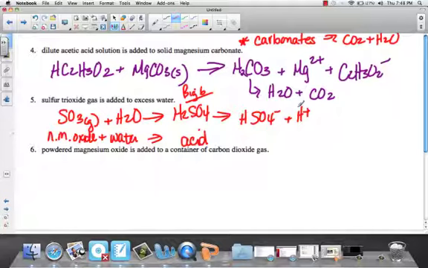The last one, powdered magnesium oxide, is added to a container of carbon dioxide gas.